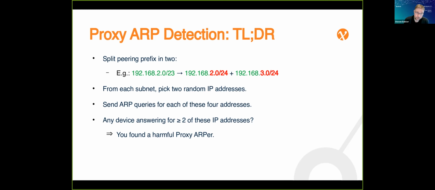Then from each resulting subnet, you would pick two random IP addresses, and you send ARP queries for each of those 4 addresses. And if there's any device that answers for 2 or more of these IP addresses, you found a harmful proxy ARP.